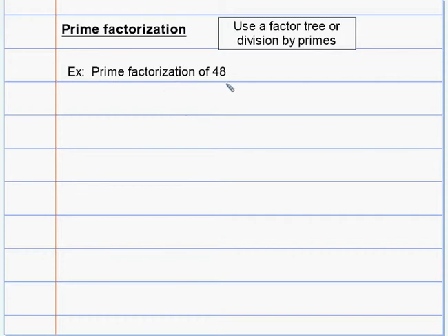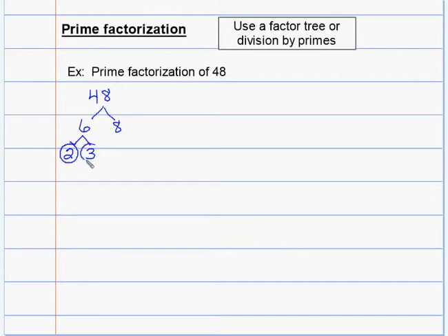Prime factorization is listing the prime numbers that you can multiply to get to a specific number. We can use a factor tree or division by primes, and I will do both of them here, and you can use whichever one you like. So 48, this is the factor tree. It doesn't matter which number you start with, your end result will be the same as mine. I know that 6 times 8 is 48, and 6 is not prime, so I keep going. And I know that 2 times 3 is 6.